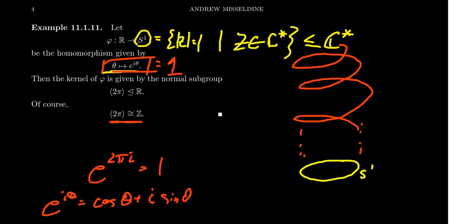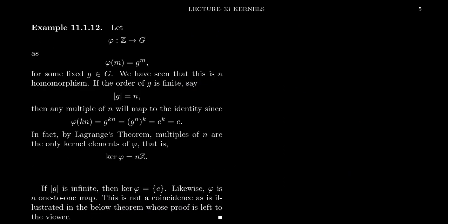This will be important as we see in just a second. Well, I should say in the next video when we talk about the first isomorphism theorem. Let's do one more example, and I think that'll be enough for this video here. So let phi be the homomorphism from the infinite cyclic group Z just to any group whatsoever, right? The group G could be anything, don't really care.